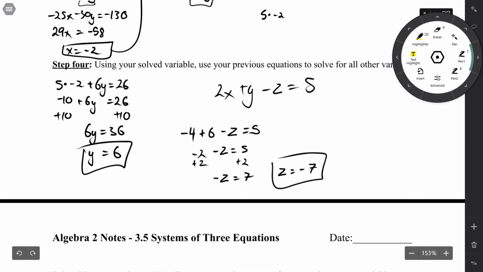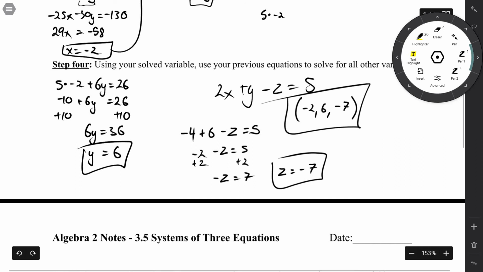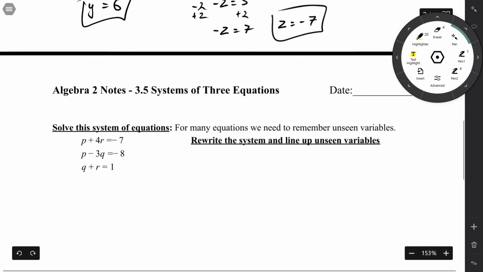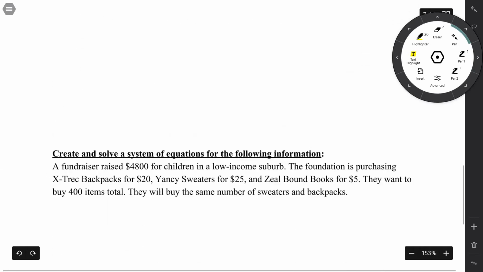Now to write this as an ordered triple, remember that's kind of where we want to get to with a lot of these. So x is negative 2, y is 6, z is negative 7. That's what we're looking for. Let's do one more here. Well, two more it looks like.